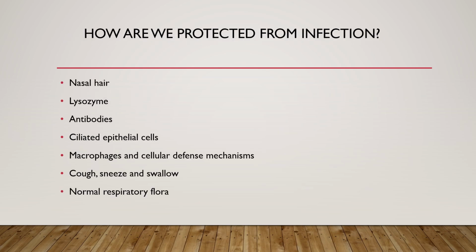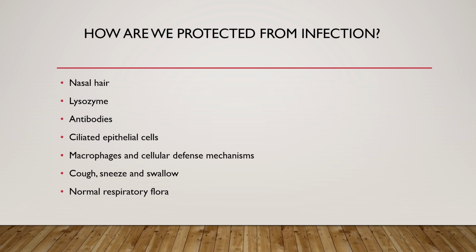Now, normally there are a number of ways that our respiratory tract is protected from infection. For example, we have nasal hair, which filters out and traps the organisms before they become pathogens. We have lysozyme, a chemical that lyses the cell walls of gram-positive organisms. We have antibodies, including secretory IgA antibody, which coats the mucosal linings. Then we also have ciliated epithelial cells. They trap things that we breathe in and we can cough those out.